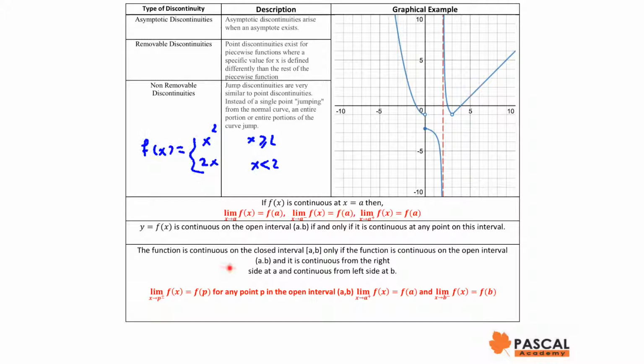We say function f(x) is continuous on an open interval if it is continuous at every single point on that interval. It is continuous on a closed interval when it is continuous on the open interval (a, b), continuous from the right at a, and continuous from the left at b.